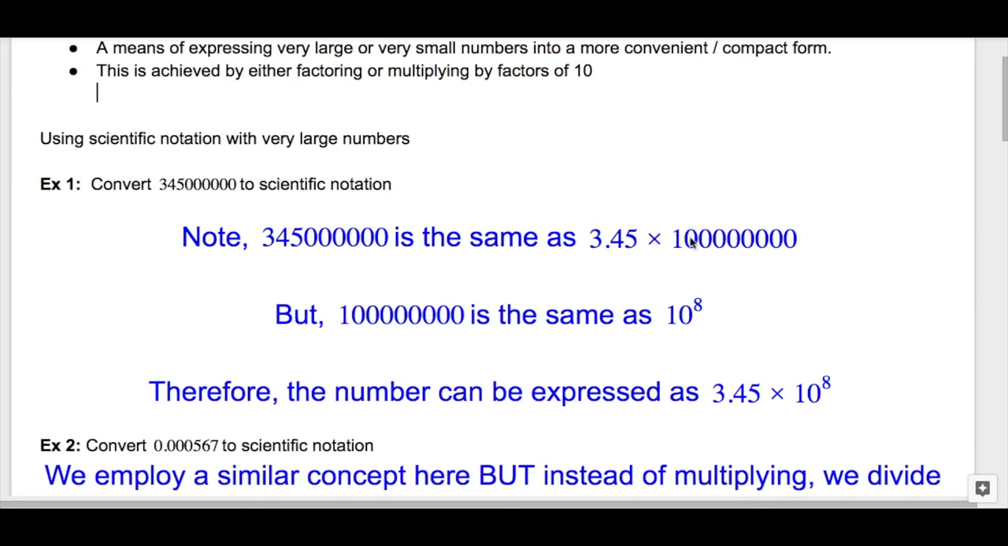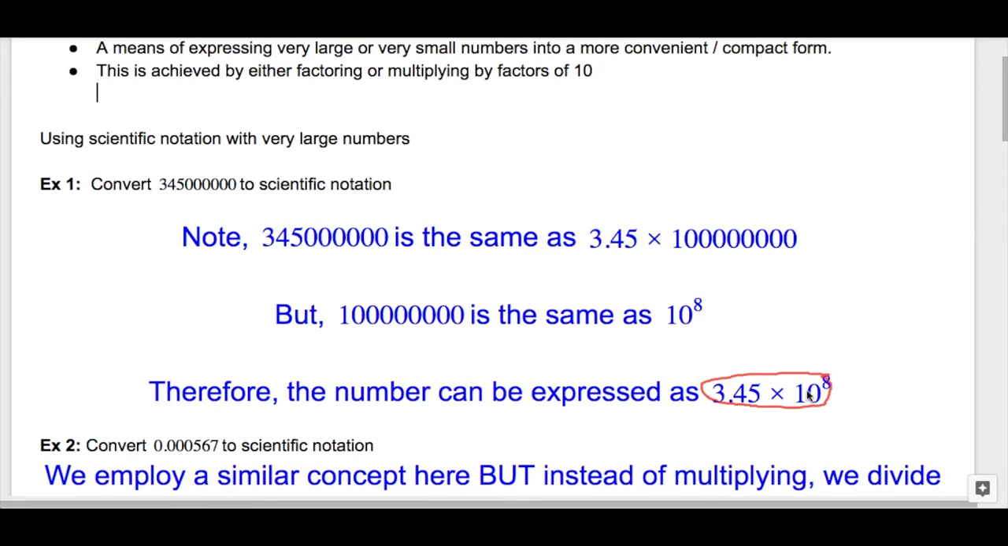What we can simplify even further is to take a look at how many zeros we have in this number. If we count them, we've got 1, 2, 3, 4, 5, 6, 7, 8 zeros. That means we can actually simplify this 100 million down to 10 to the power of 8. Therefore, instead of 3.45 times 100 million, we can express our number as 3.45 times 10 to the 8. And this is what we refer to as scientific notation.